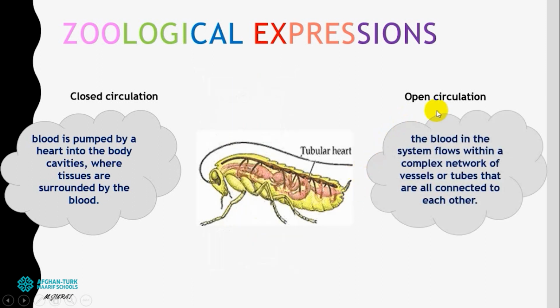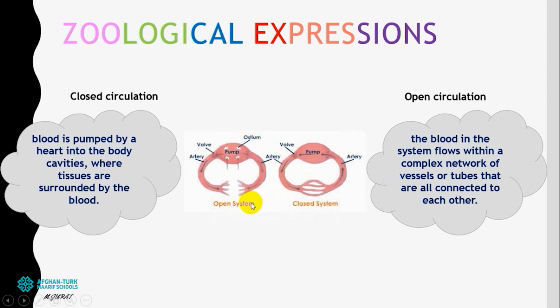But some animals have an open circulatory system. Some of them might have a tubular heart, and the heart is just pumping blood to the body cavity. It means they do not possess any blood vessels, and blood is not running inside veins. Blood is pumped to the body cavity, then the body cavity sends that blood back to the heart. So basically we have two kinds of circulatory system, closed and open.